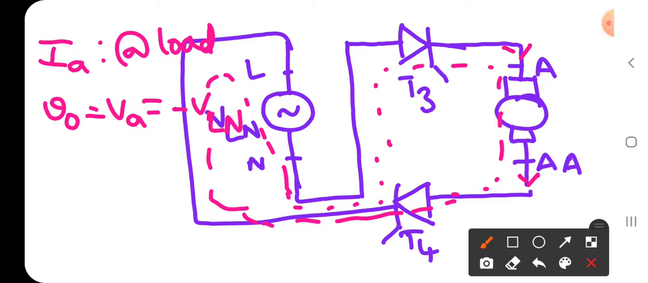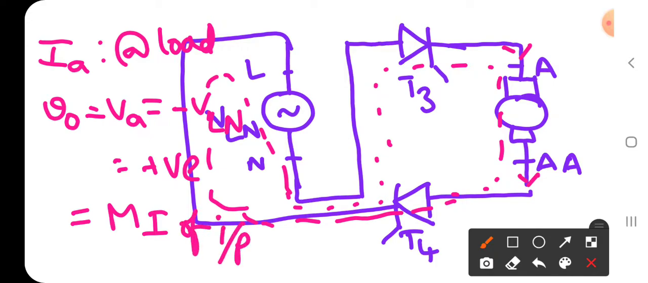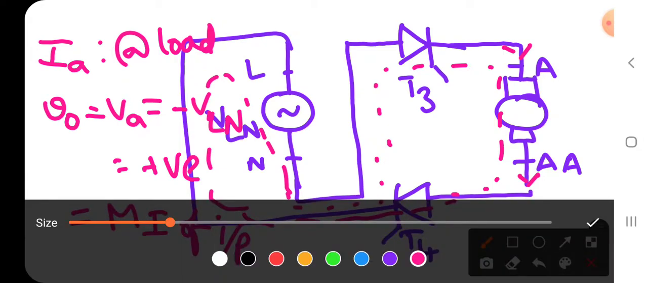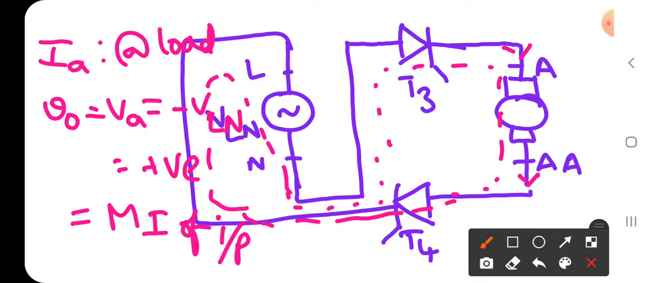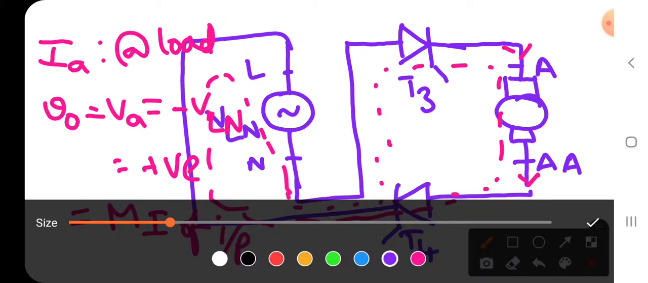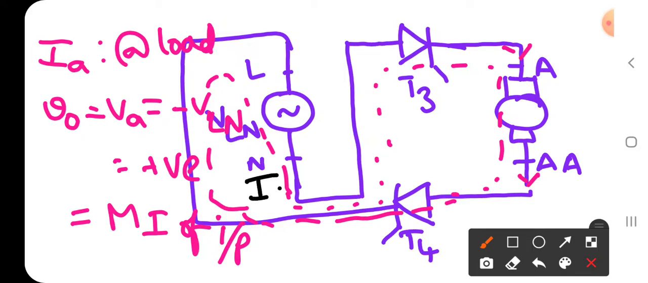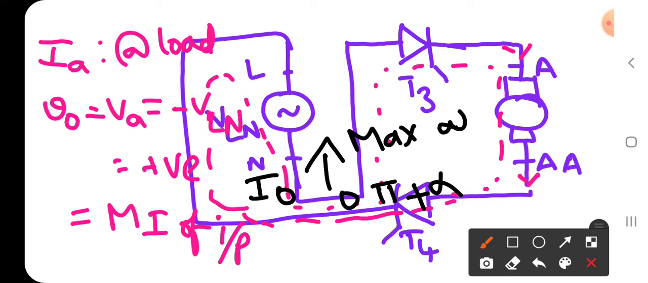Minus VLN. During the negative half cycle, VLN is negative. Negative into negative is positive. That means Va is equal to the mirror image of the input. Similarly here, the inductor starts to store the energy, therefore I naught is increased from 0 to maximum: 0 at pi plus alpha and maximum at 2 pi.